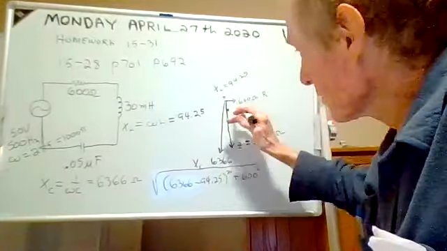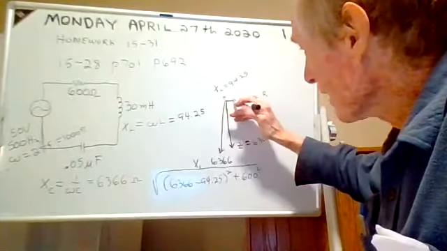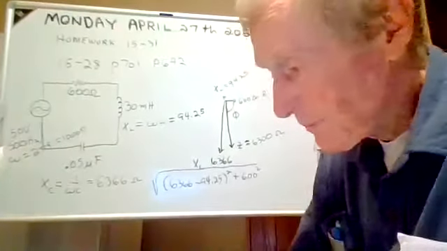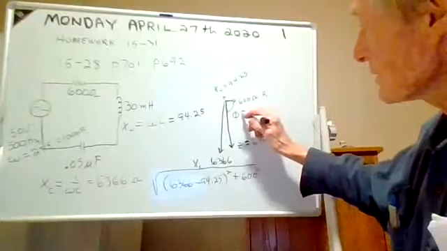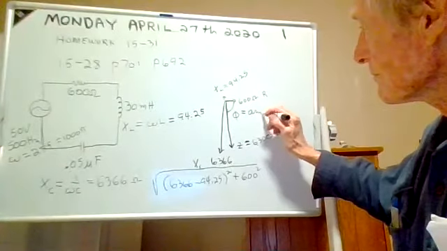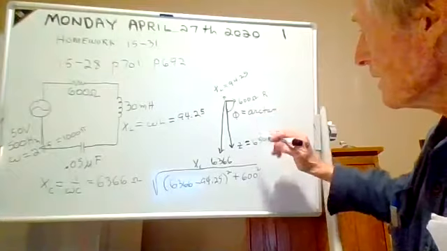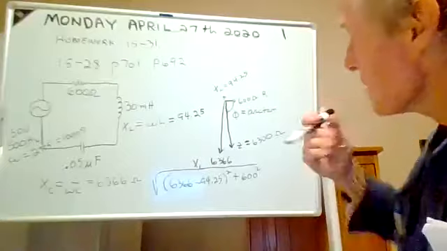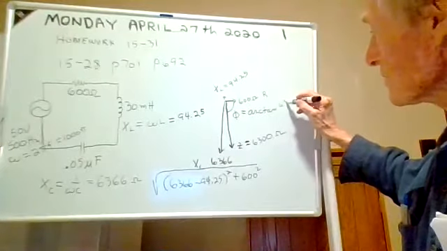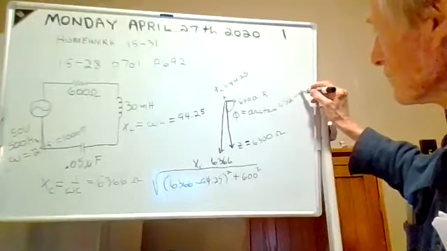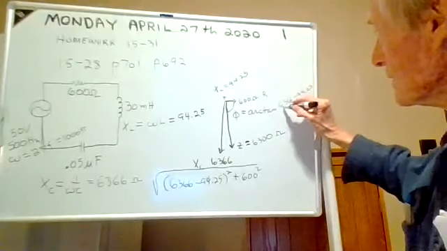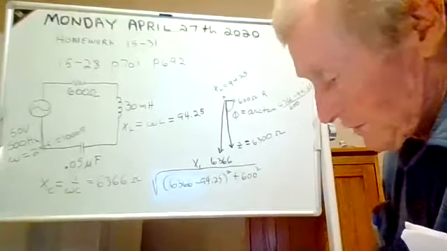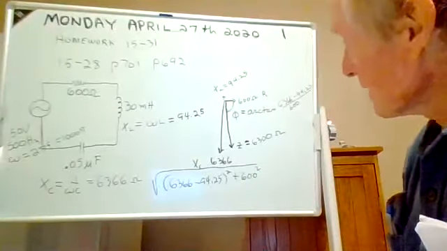Now, they have something here called the phase angle. It's an angle phi, and we can get it. I tell you what it is. It's the arctangent of this. It's the arctangent of that 63, blah, blah, minus the 94, blah, blah, divided by the 600. I'm going to get what they call the phase angle.